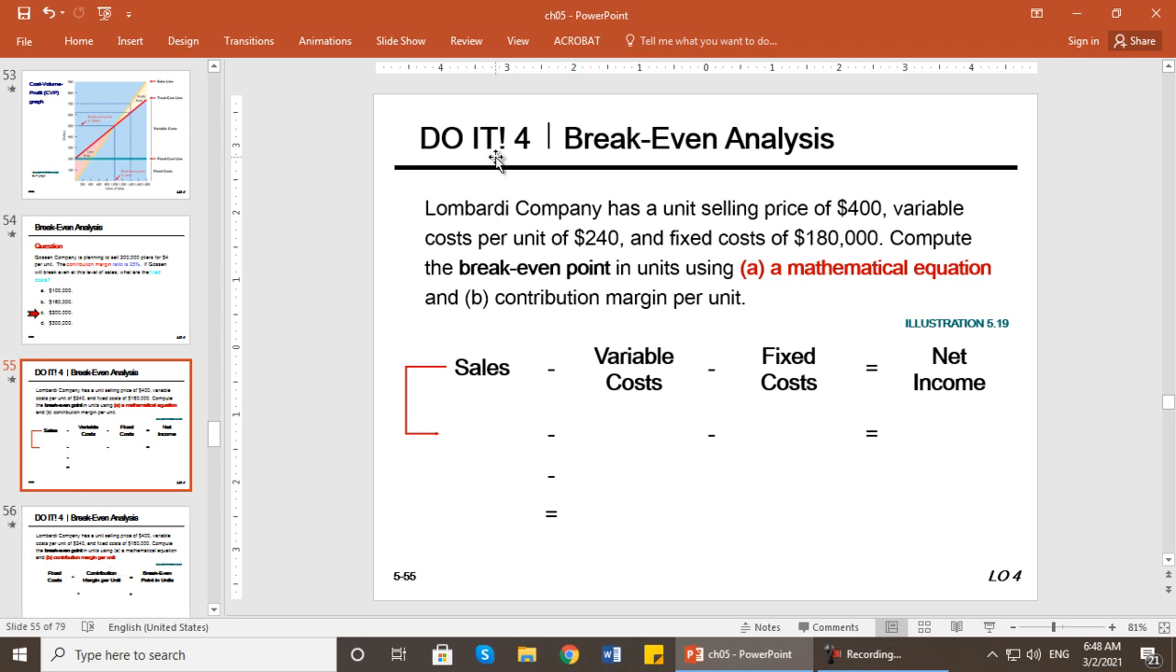Do it. It's easy. Break-even analysis. Al company has a unit selling price of $400, variable cost per unit $240 and fixed cost 180,000. Compute the break-even point in units using first a mathematical equation. Here's the mathematical equation: sales less variable cost less fixed cost equals net income.